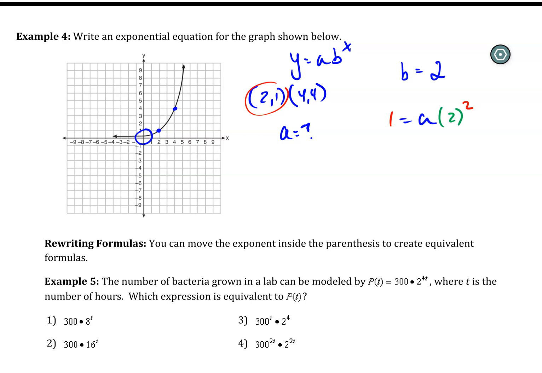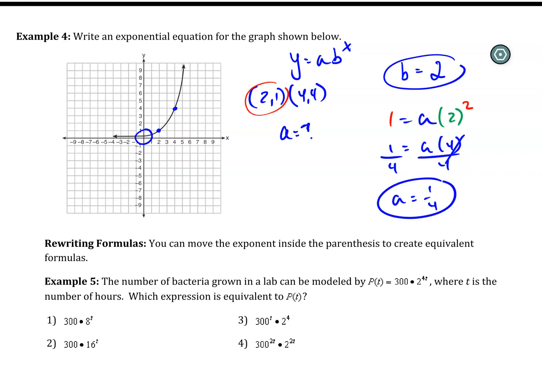So simplify this. We've got 1 is equal to A, 2 to the second power is 4. If I divide that, I'll get A alone. So A is equal to 1/4. Now I have an A, and I already found the B. So now I can say for sure that this function is y is equal to 1/4 times 2 raised to the x. And then I would have an equation that represents this function from the graph.